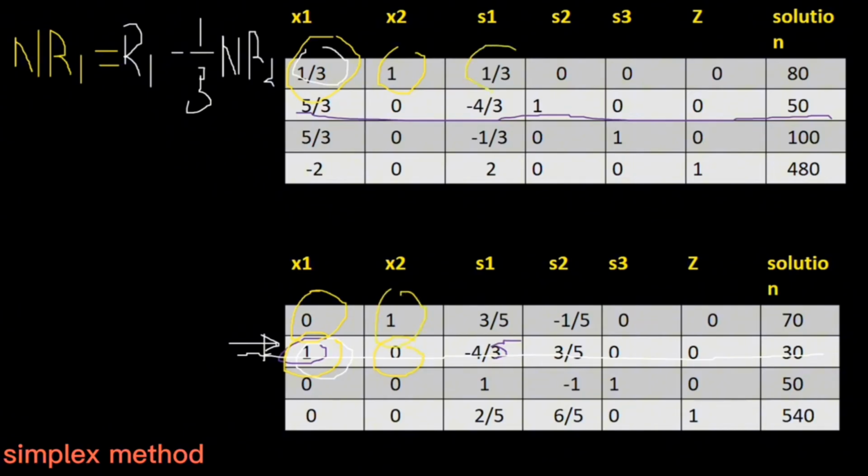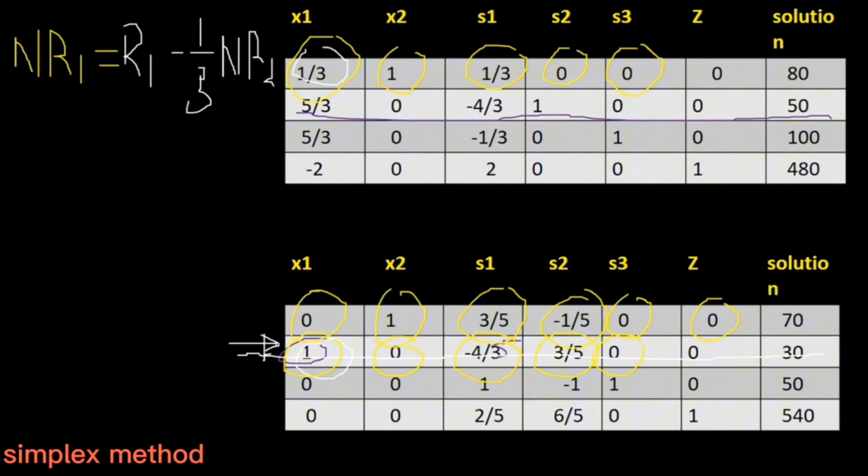This 1/3 minus 1/3 times negative 4/5. We are going to have what? 3/5. This 0 minus 1/3 times 3/5. We are going to have what? Negative 1/5. We take down this 0 minus 1/3 of 0. We are going to have 0. And this one, 0 minus 1/3 of 0. We are going to have 0.